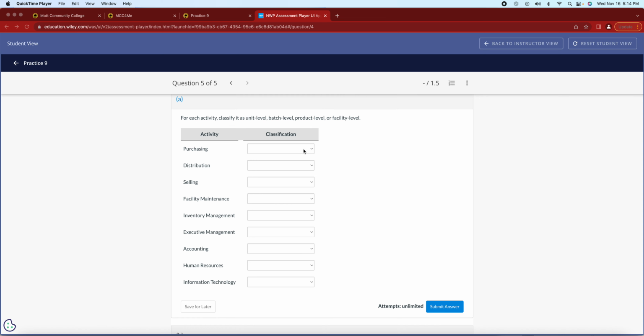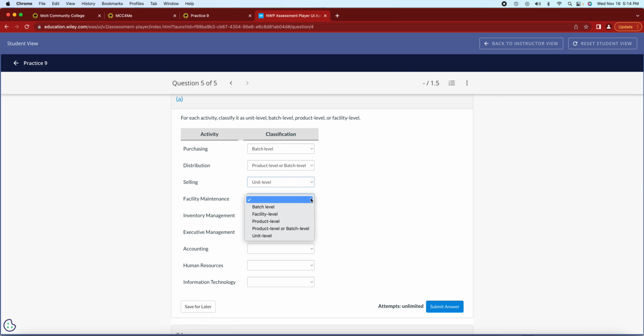So where purchasing is concerned, we would typically consider purchasing to be a batch level activity. Distribution could actually be product level or batch level. When we're talking about selling, we're talking about selling each unit. And of course, a unit could be a bag of something or a box of something. One box or one package or whatever is considered a unit level, and that's the appropriate classification for selling activities.